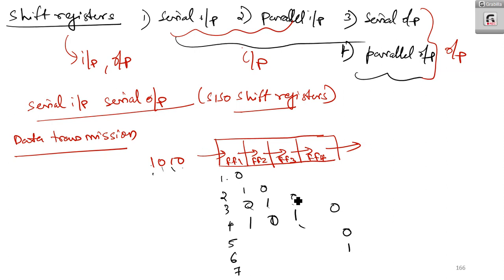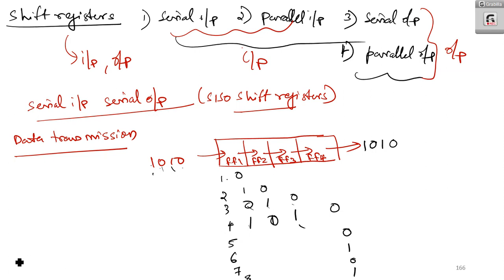In the 7th clock, again 0 will come out. In the 8th clock, 1 will come out. That means it is going in like 0 1 0 1 and coming out like this: at the 5th clock 0 will come out, at the 6th clock 1 will come out, at the 7th clock 0 will come out, and at the 8th clock 1 will come out. So that is basically how data is transmitted in a serial input, serial output shift register.